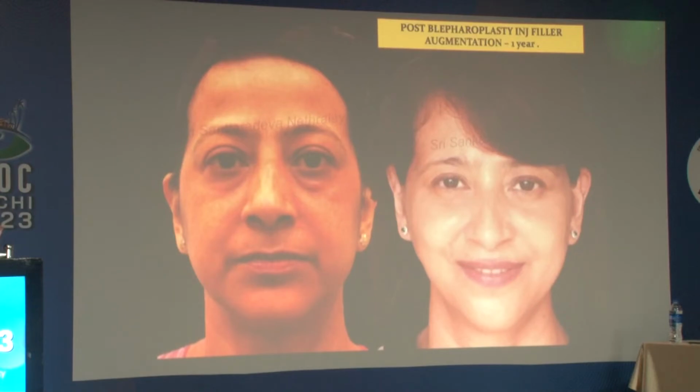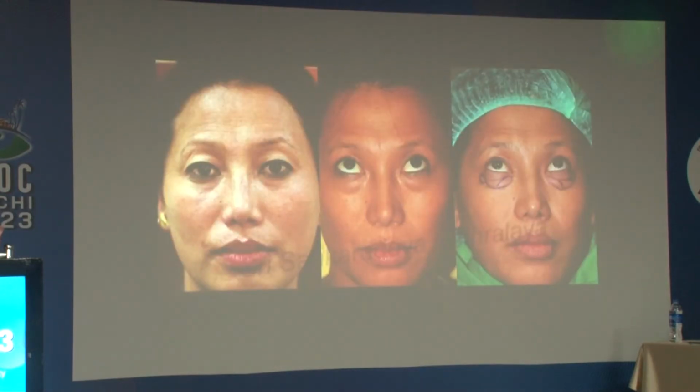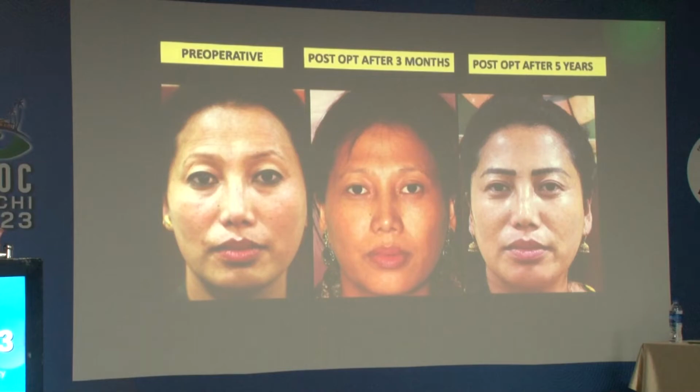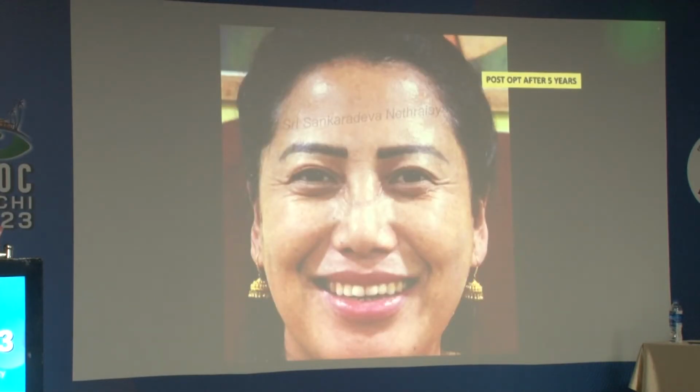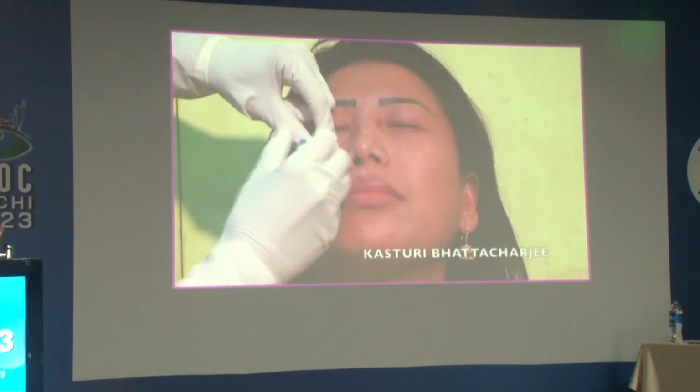This is before and after the surgical procedure, and these are some of the patients who had gone for early blepharoplasty. They're very happy in the initial 5 years, but after 5 years, look at the skin, it looks so much wrinkled up. You can see so much of the prominence of the tear trough.